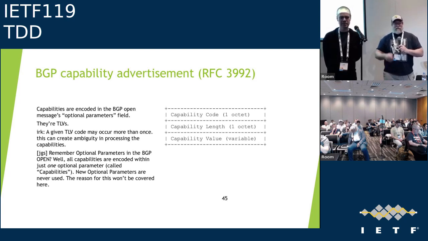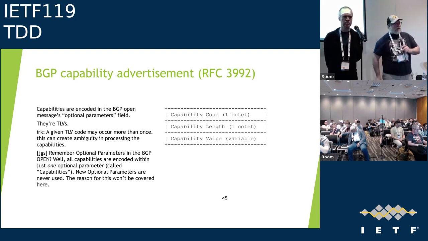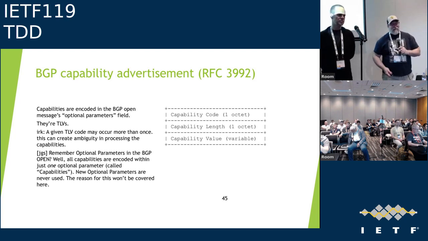And one of the things that capabilities have is that you can encode them either as one optional parameter capability with the vector of the capabilities in it, or potentially more than one of these things. This leaves ambiguity about what happens if a given capability is present more than once. What does it actually mean?